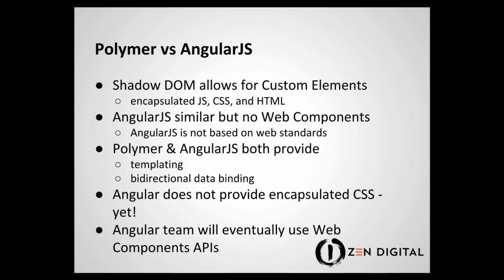So Polymer and AngularJS both provide templating and bidirectional data bindings. But Angular does not provide the encapsulable CSS yet. So the Angular team will eventually be using the Web Components APIs underneath for 2.0. So Web Components being a standard will eventually be used as part of Angular.